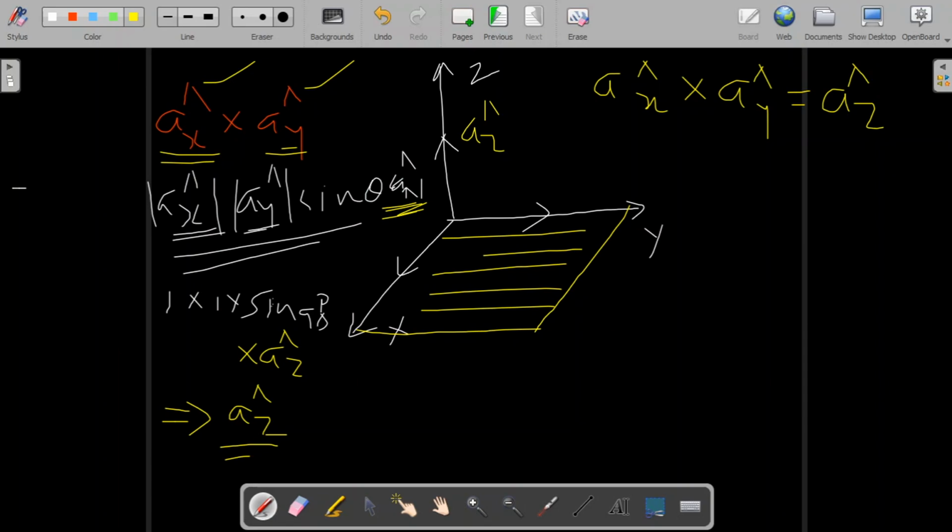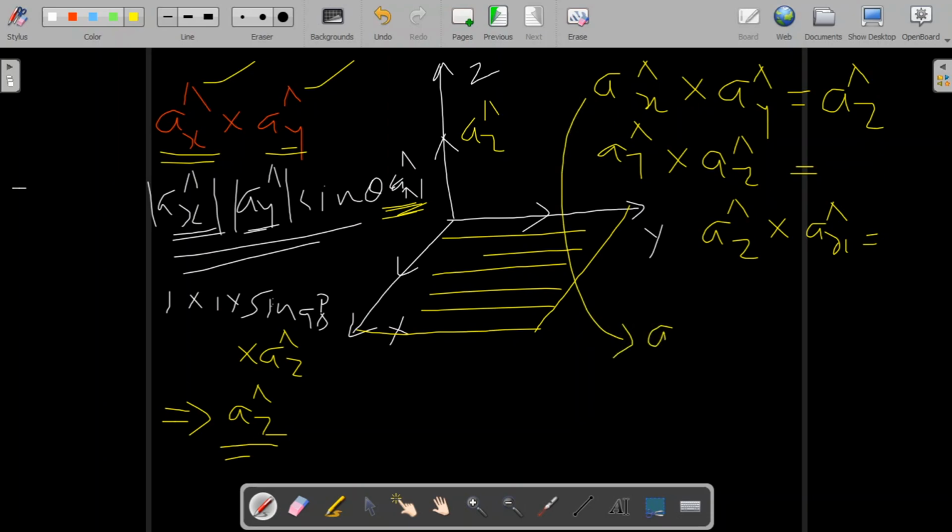Similarly, now you should be able to define the remaining two. Which are the remaining two? I have in my equation Ay cap cross Az cap, and I also have Az cap cross Ax cap, right? So I should be able to tell these two also now. Now, if a few students have some confusion, as I told you, if I change the direction, for Ax cap cross Ay cap I got Az cap. Sir, then what is Ay cap cross Ax cap?